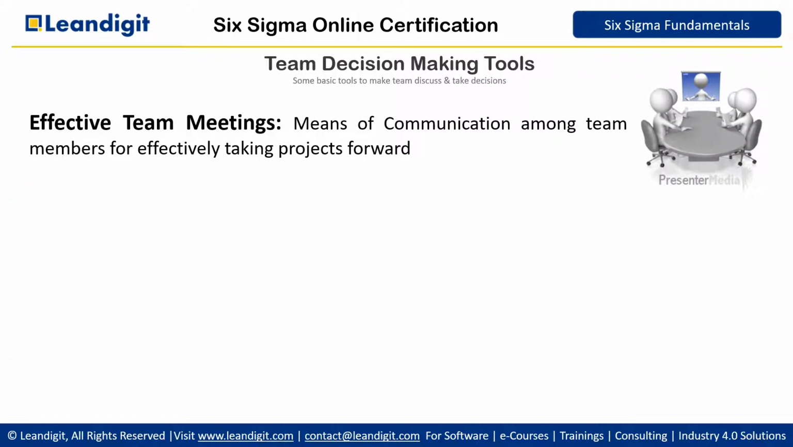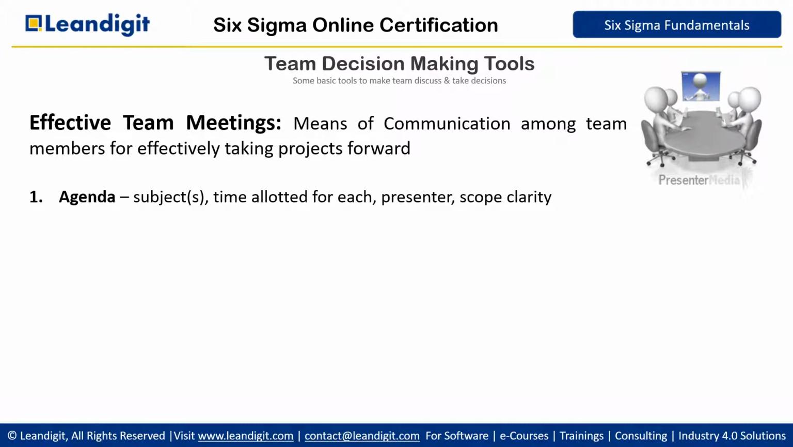The last tool on decision making by a team is effective team meetings, which is a means of communicating among team members for effectively taking projects forward. The first and most important thing is setting a prior agenda for the team meeting, where subjects are defined and time is allotted for each subject. The presenter, who is going to bring the information, is fixed, and scope is clarified for each topic.